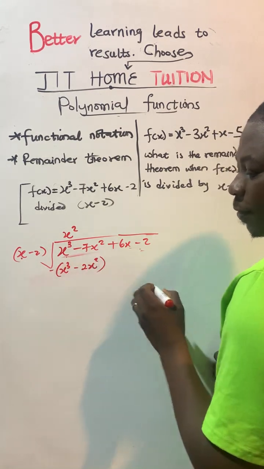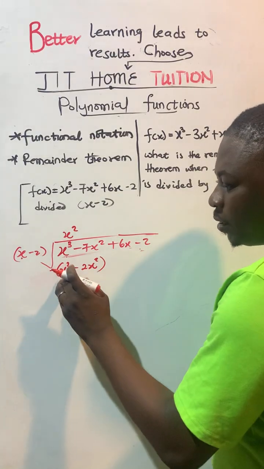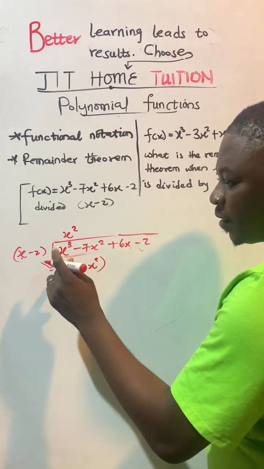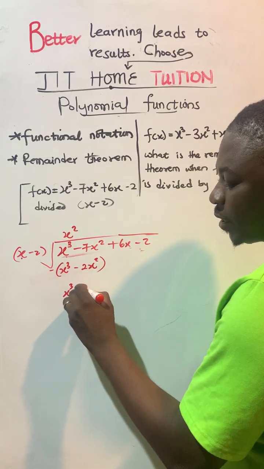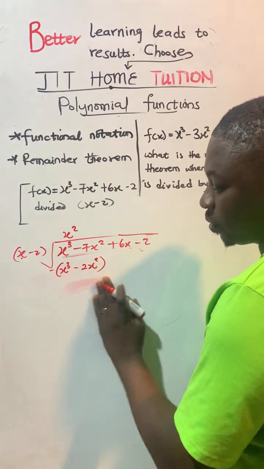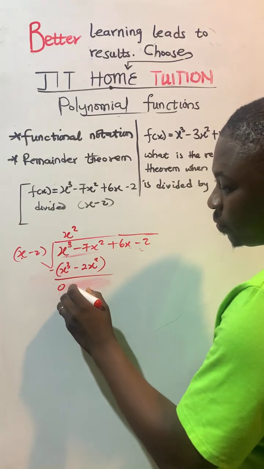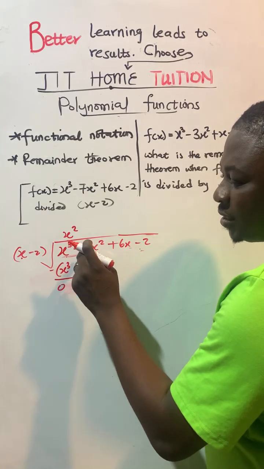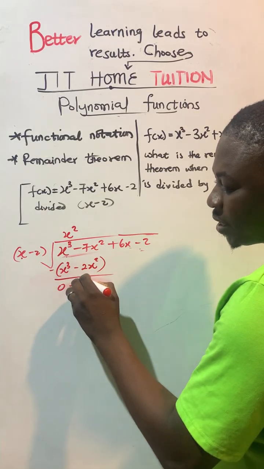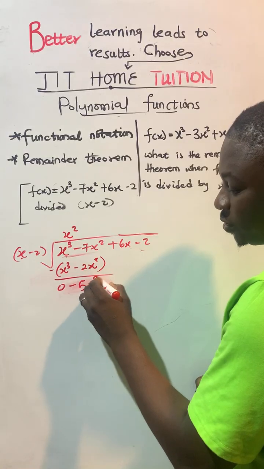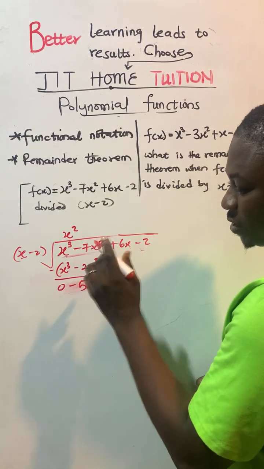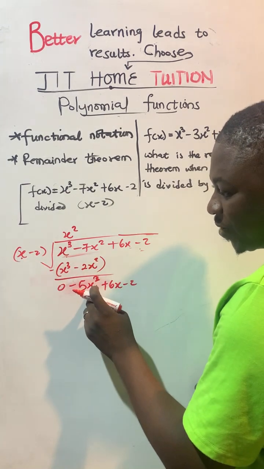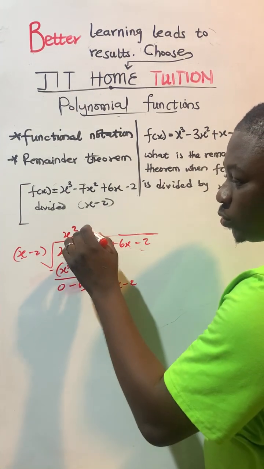So you subtract. The negative will affect the x cubed, and x cubed minus x cubed will be 0. Then the negative will affect this one, so negative becomes positive, plus this one, and that will become negative 5x squared. Then you bring down this one, that is plus 6x minus 2. Then this one will come and divide it.